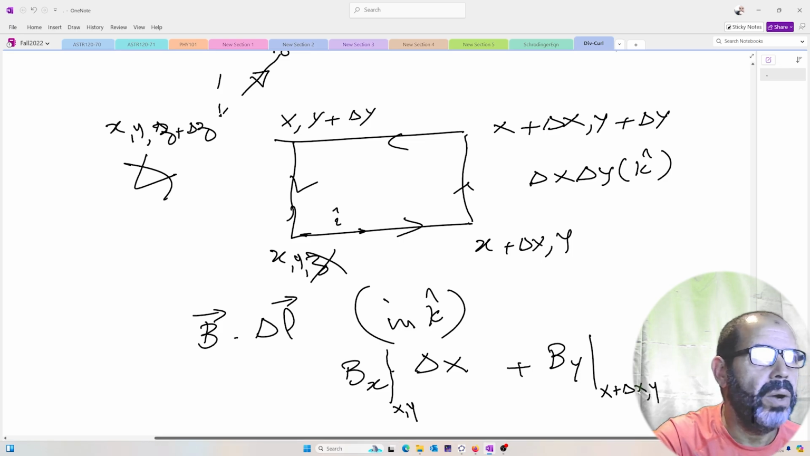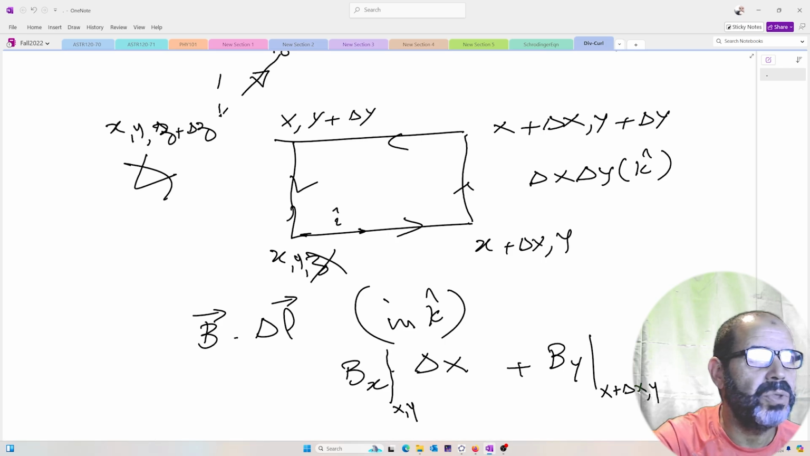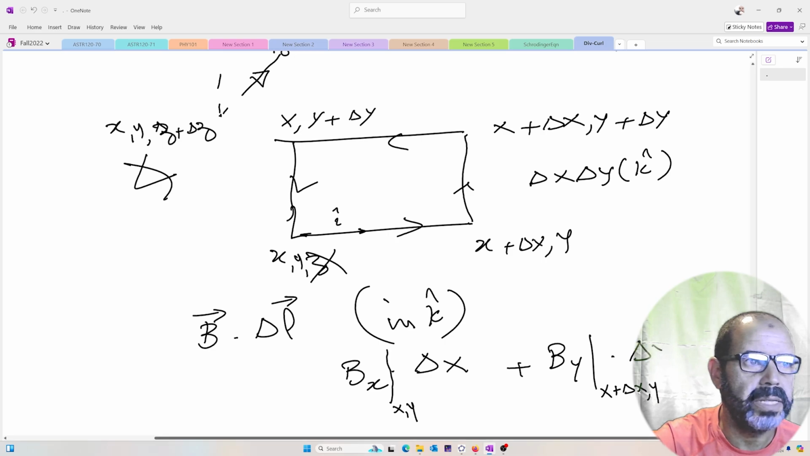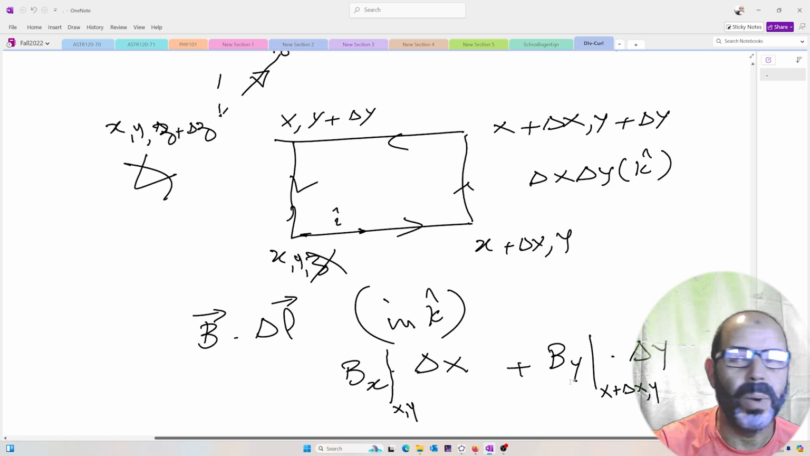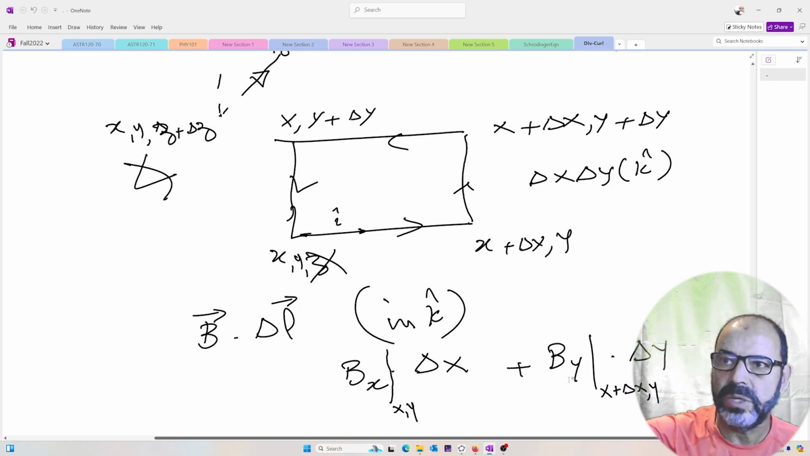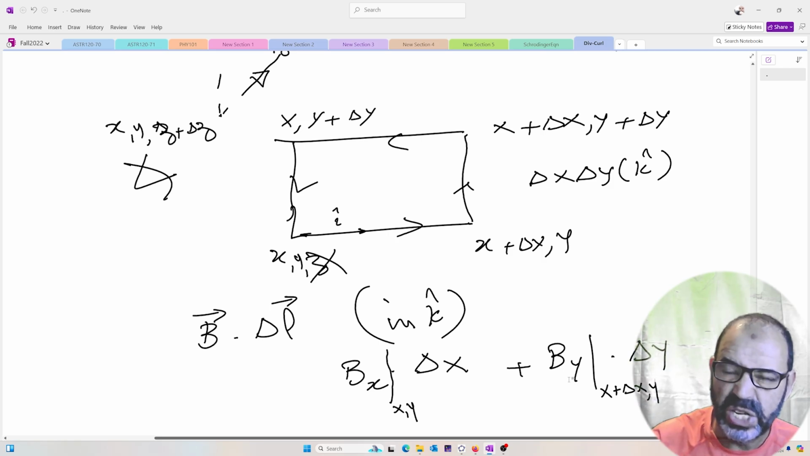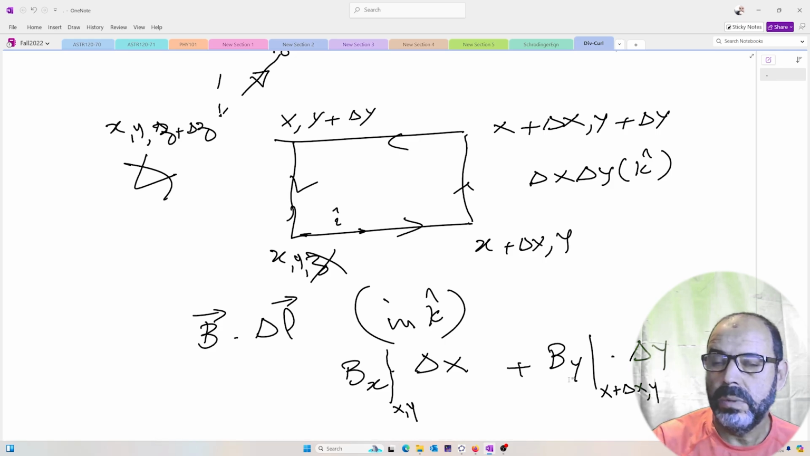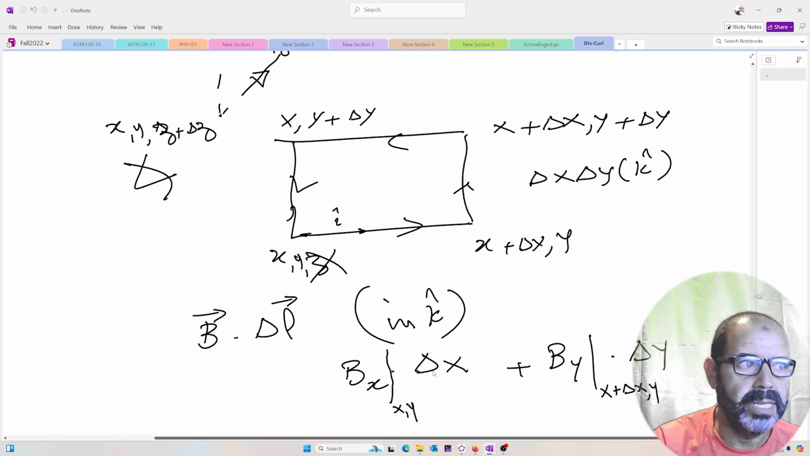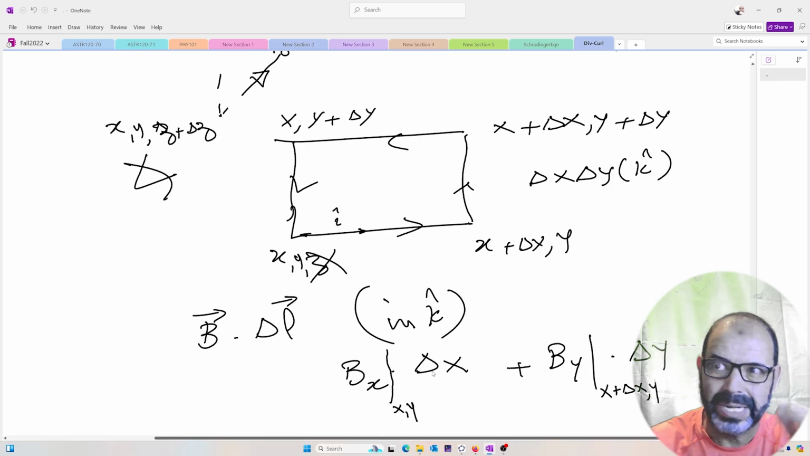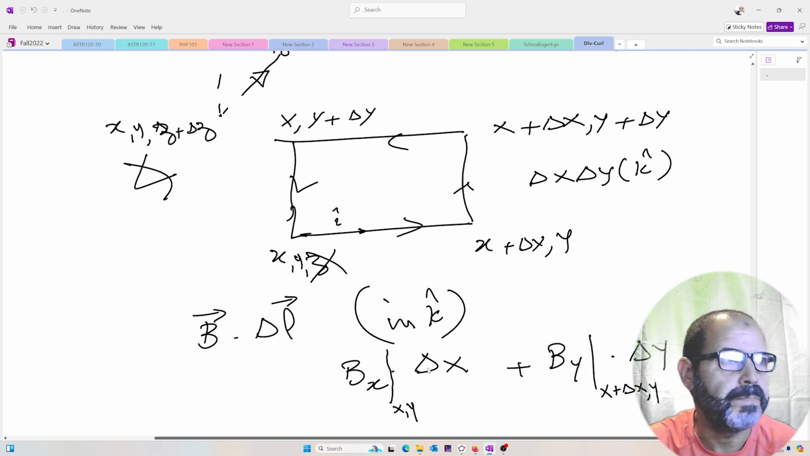Remember, x plus delta x is the same throughout the entire path here. Yes, y is changing, and that's why I'm multiplying it by delta y. Okay? That's the length of the path. And here, by is the same because I'm assuming the deltas are small enough that b doesn't change that much. Obviously, at some point we're going to take delta x to 0, so practically it's going to be the value at that point.